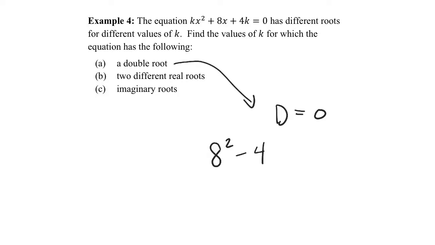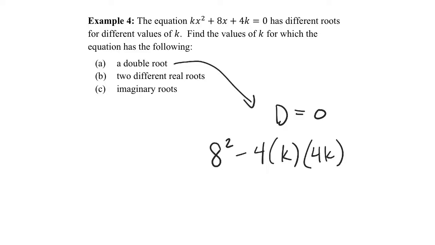Is this the discriminant? Okay, and then times what's A? K. What's C? 4K. K is a number.